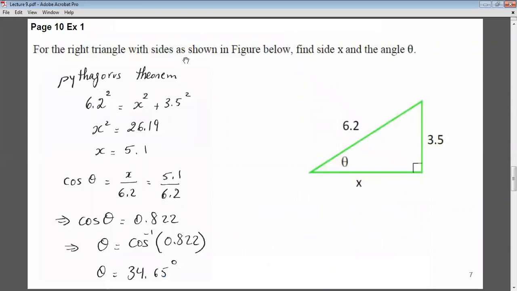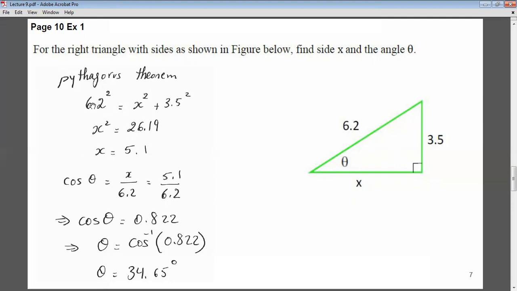For the right triangle with sides as shown in the figure below, find side X and the angle theta. The first thing I noticed is that I have two sides and I need a third side. To do this, you use Pythagoras theorem. The hypotenuse squared is equal to side 1 squared plus side 2 squared.